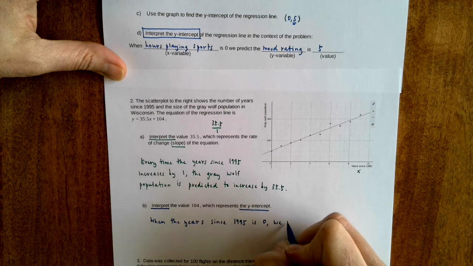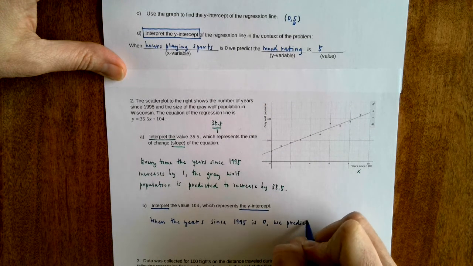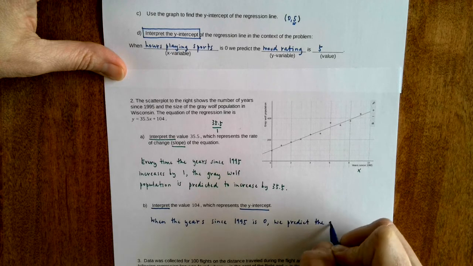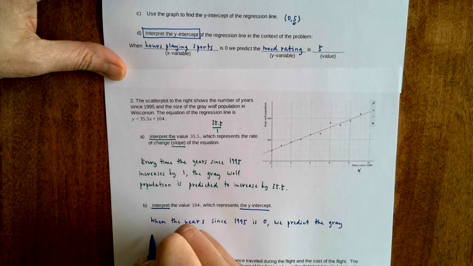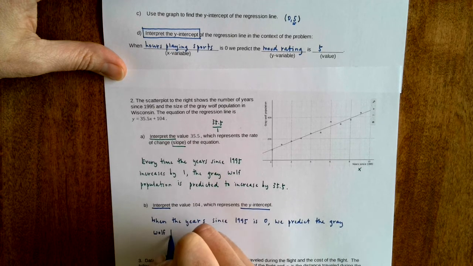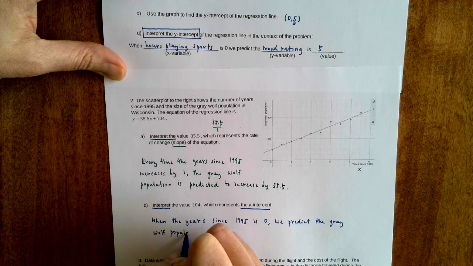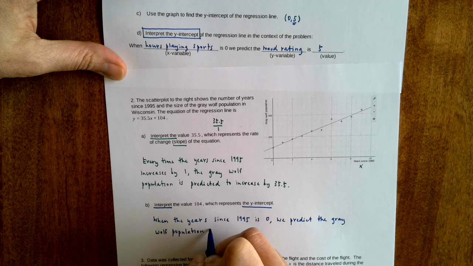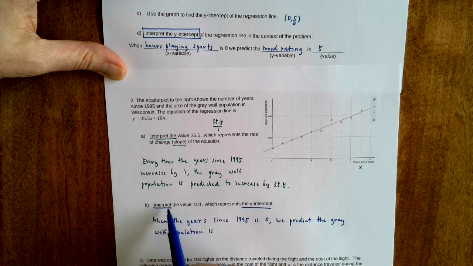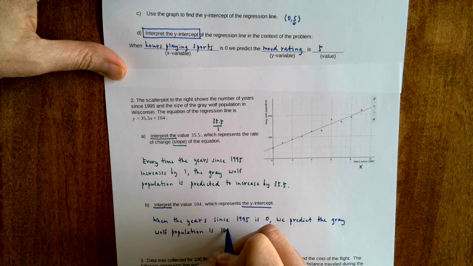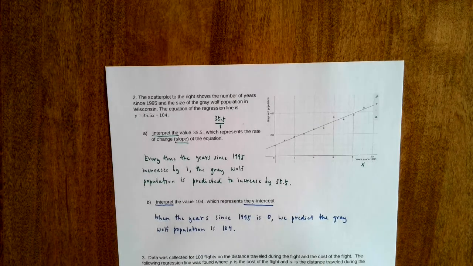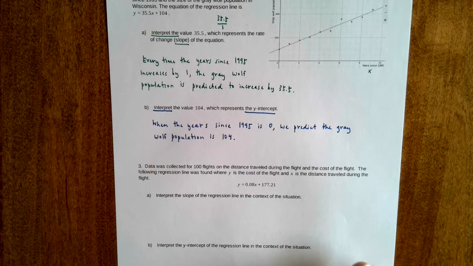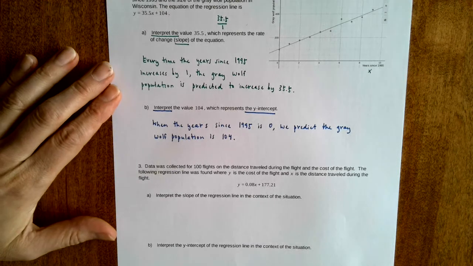So we predict the gray wolf population is, and our value here was 104. All right, we've got one last example here, and then you'll do some practice to make sure you've got this pretty well before we talk about the retake.